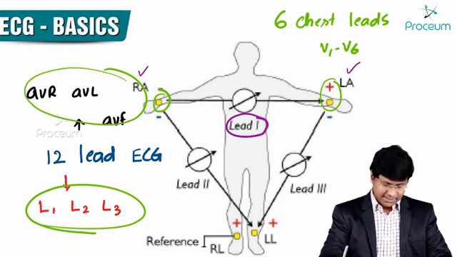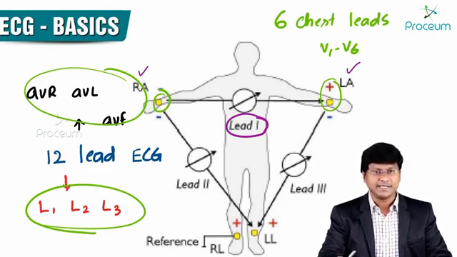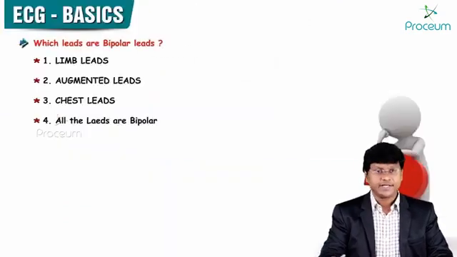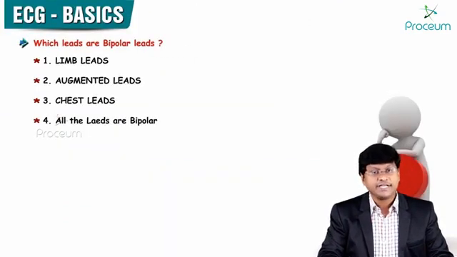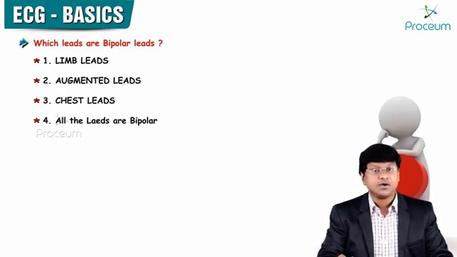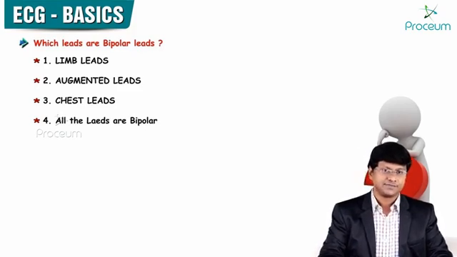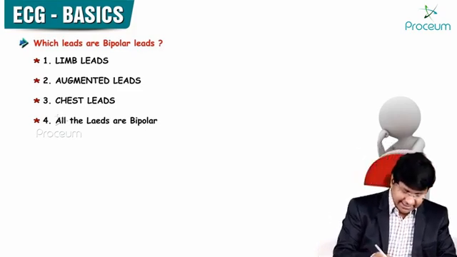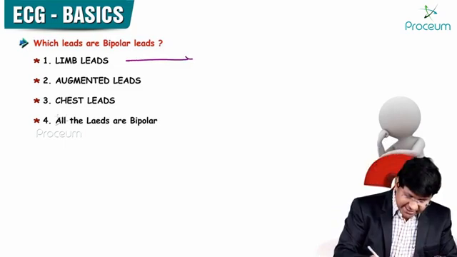Okay. Now, let me discuss these leads in detail. So, take this question. Which leads are the bipolar leads? Limb leads, augmented leads, chest leads, all the leads are bipolar leads. Remember, that is your limb leads. These are your bipolar leads.